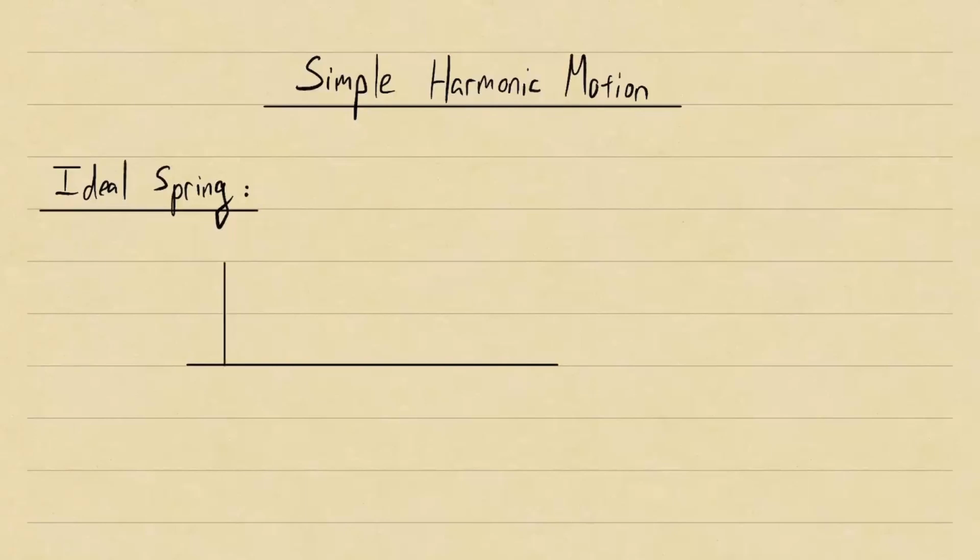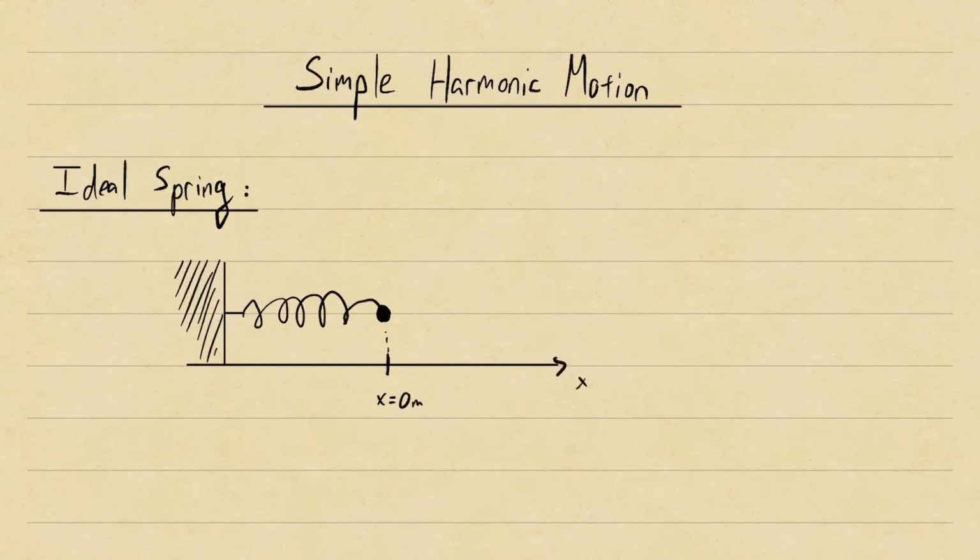So let's pretend that this is some immovable wall, for example. And let's say that we have a spring attached to the wall. And at the end of the spring, we have some mass. I'm going to call the position here x equal to 0. So this is going to be sort of like a 1D problem. This origin here is going to coincide with the equilibrium position for this spring.